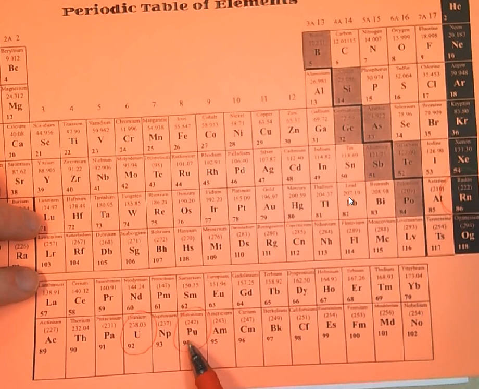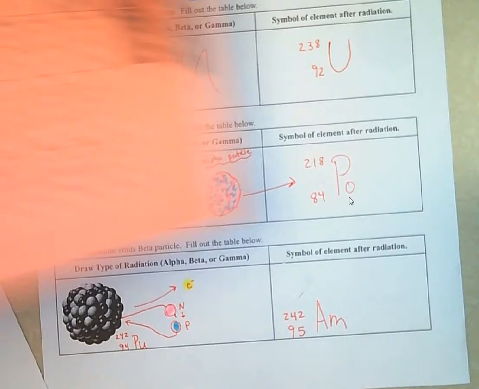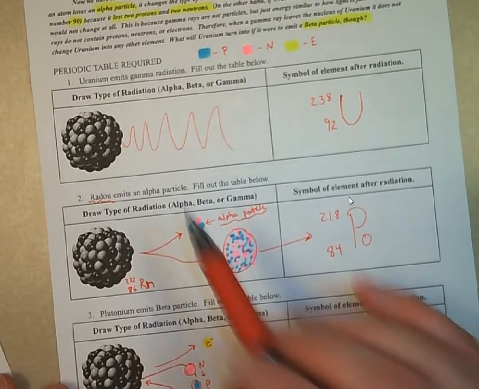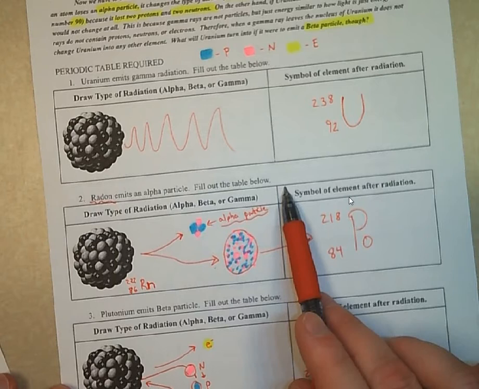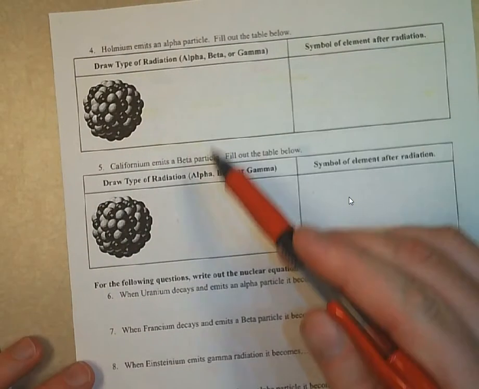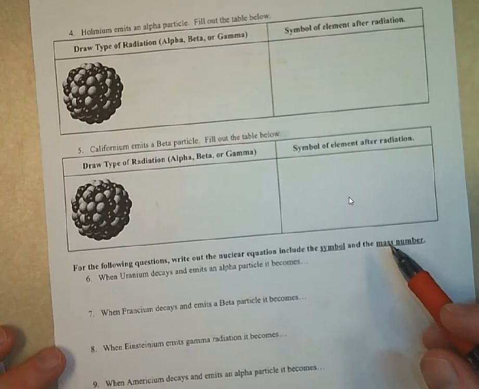So here's how we're going to be doing gamma. Here's how we're going to be doing alpha. And here's how we do beta radiation. You got another alpha and beta to do on the back. Make sure you're using colors. Let's do one of our equations on the back. And then I want you guys to finish this out.